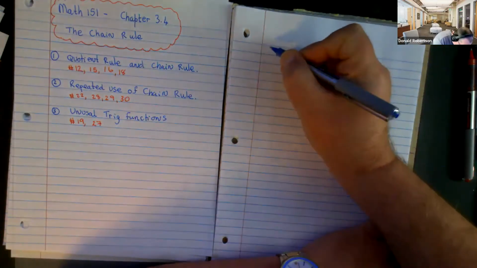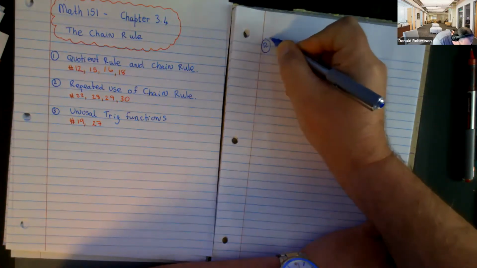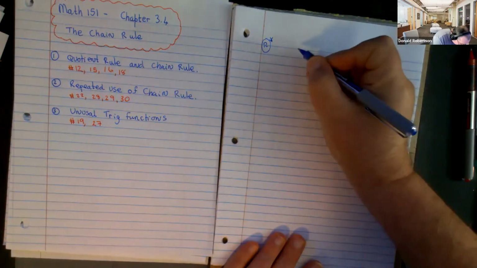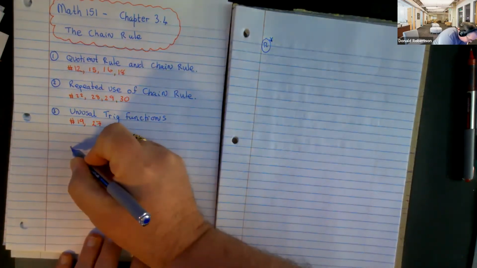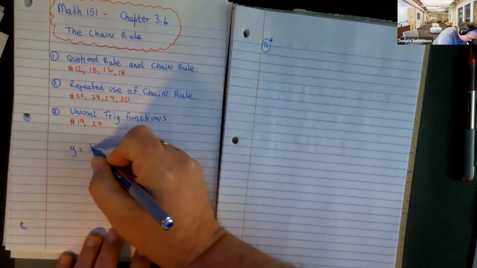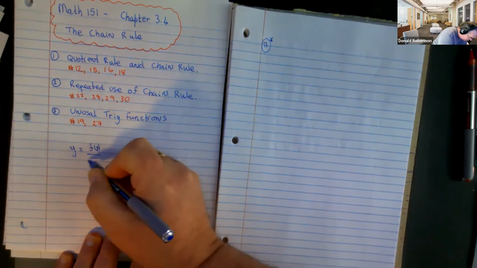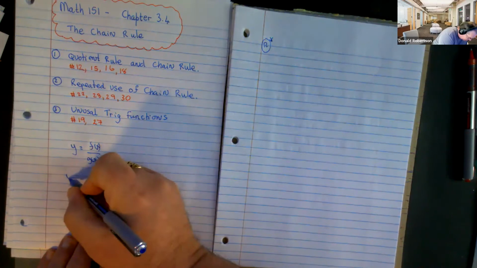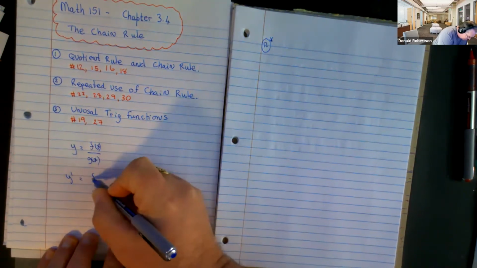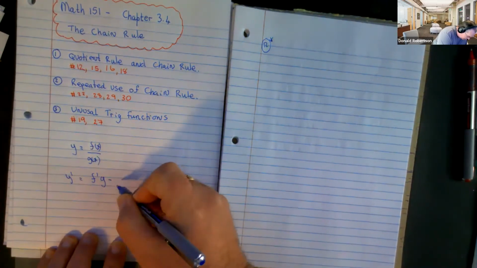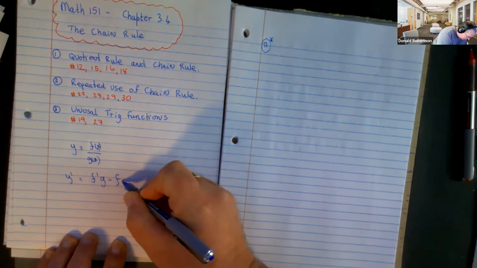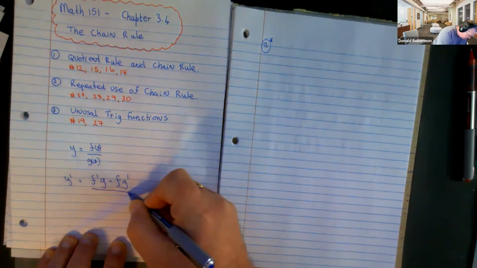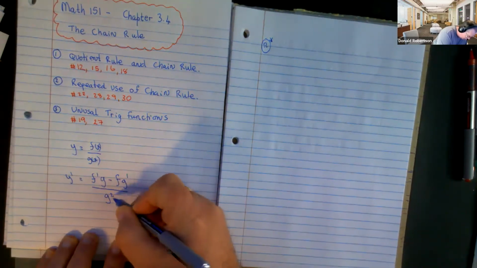So let's get started. I'll pick a version of 12. And since we're going to be using the quotient rule, I'll put the formula over here just to remind us. It's f dash g take away f g dashed, all over g squared.